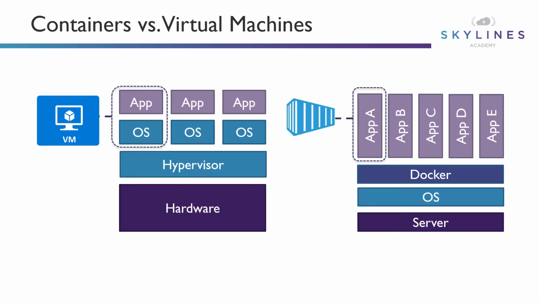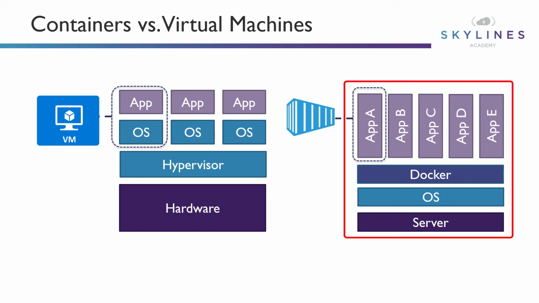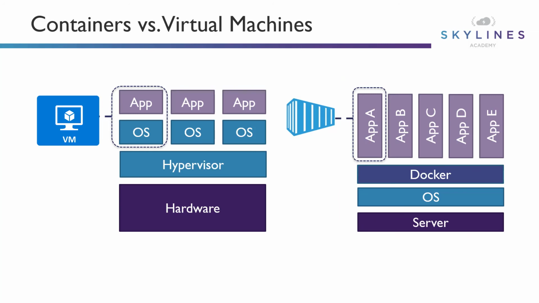So if you look at this and compare containers versus virtual machines, we looked at VMs, app OS on top of hypervisor. If we look at containers, you can see we've still got our server, we've got our OS, we've got a Docker runtime, basically. Docker containers are the most common out there. And then you've got application A, B, C, D, E, all running on top of that same OS in this example. And those containers can scale up and down as needed. So that's one of the big benefits there.